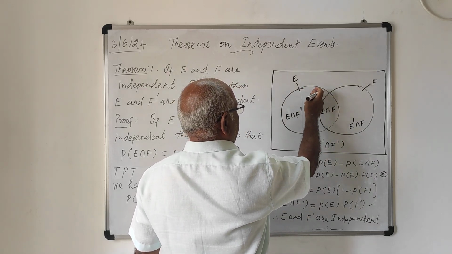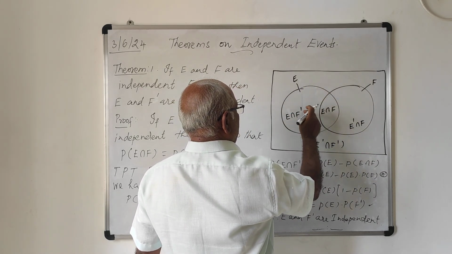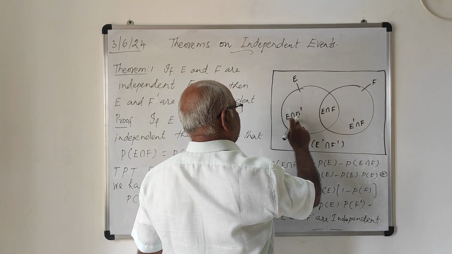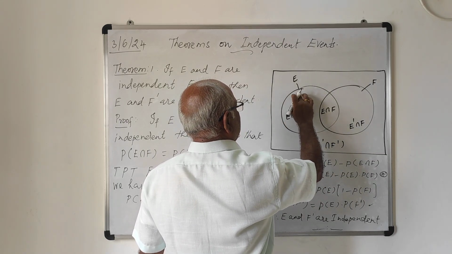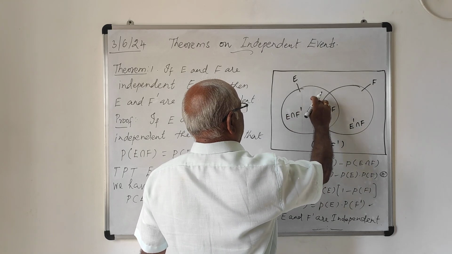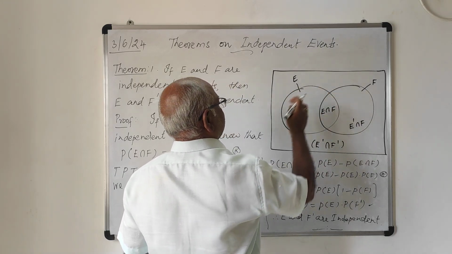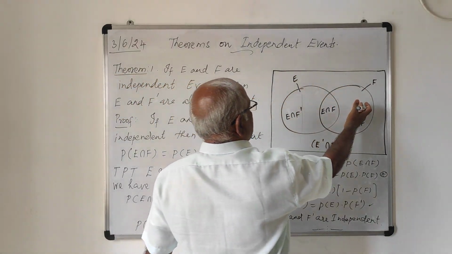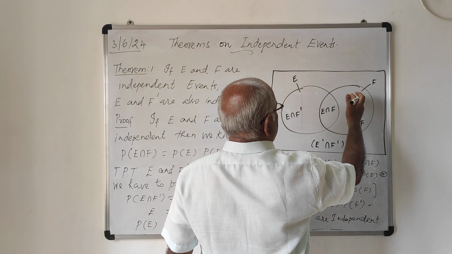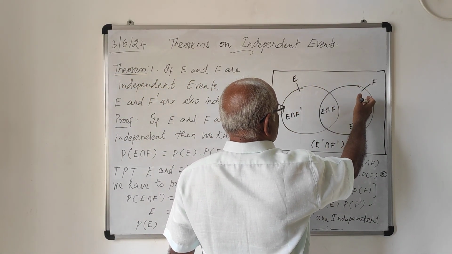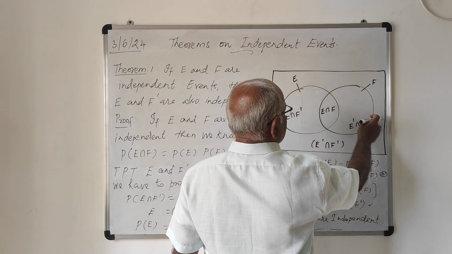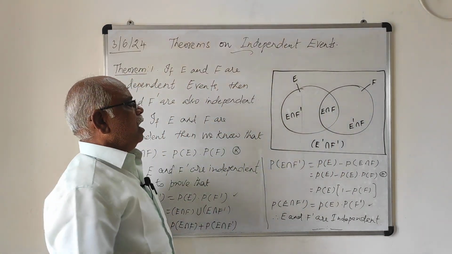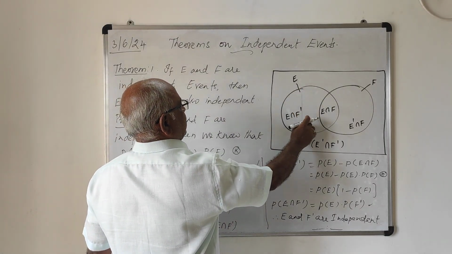And this area is not in F, but in E. Therefore, it is E intersection F dash. This part is E intersection F dash. And in this part, it is not in E, but in F. Therefore, it is E dash intersection F. This area is E dash intersection F.